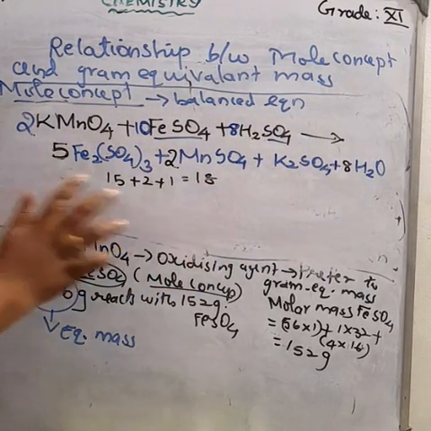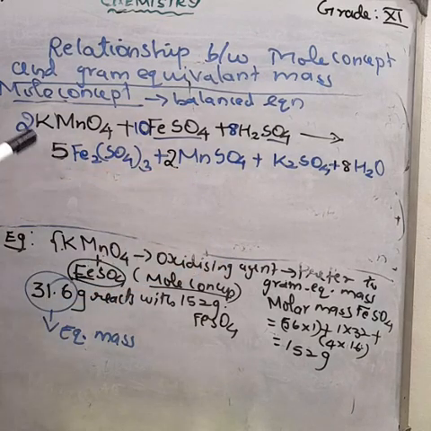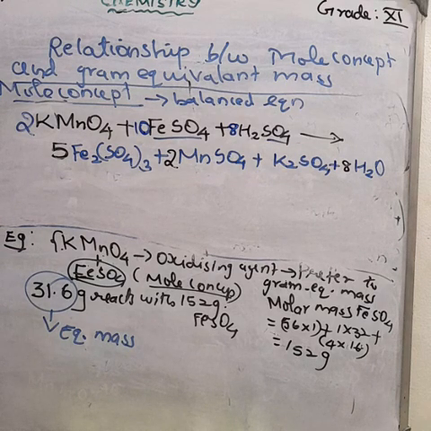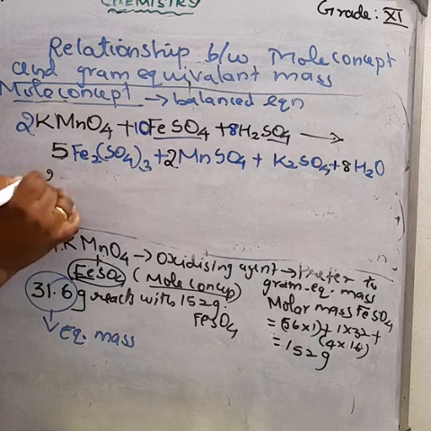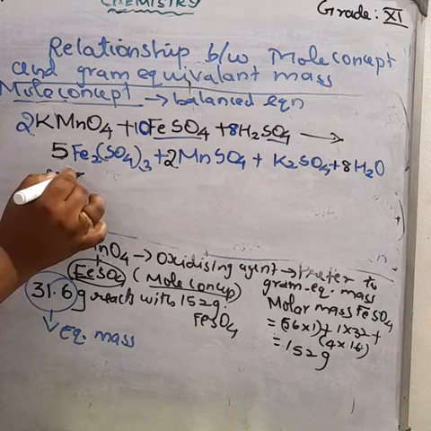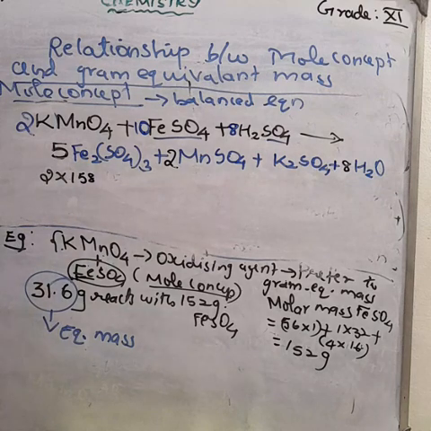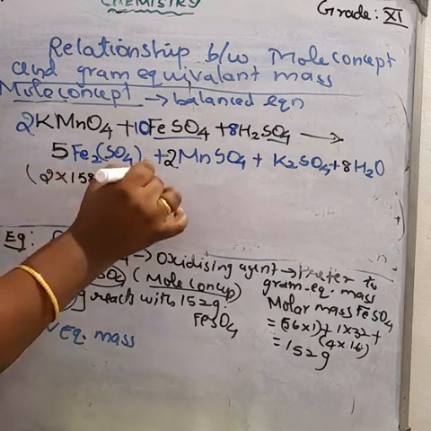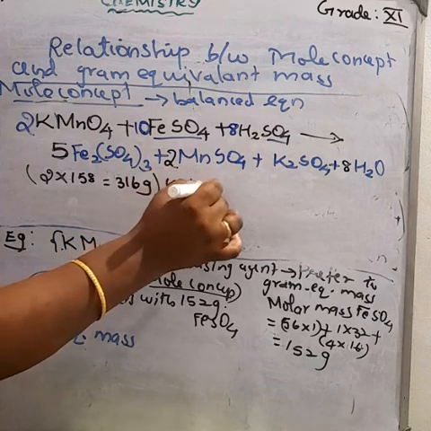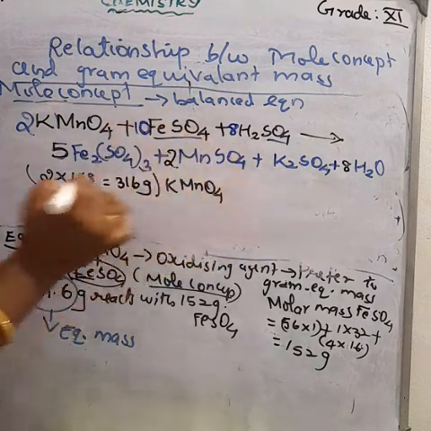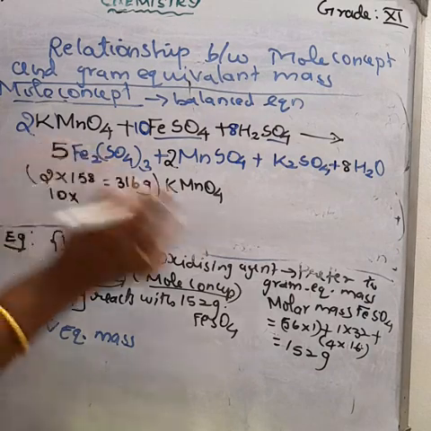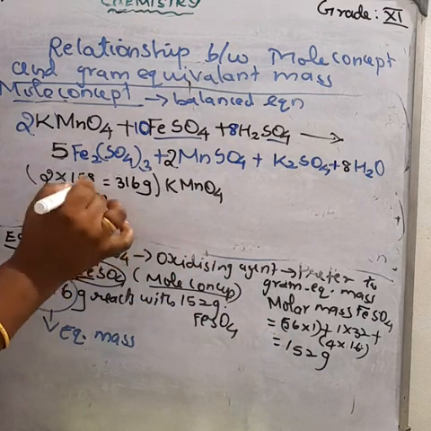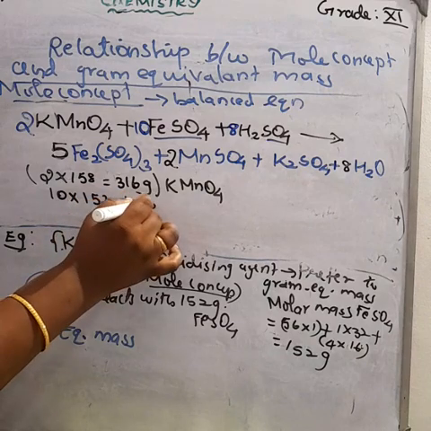Understood. So here we have 2 moles of potassium permanganate. The molecular mass of potassium permanganate we have already calculated, that is 158 gram, the molar mass. So 2 moles of potassium permanganate is 2 into 158, which is 316 gram. 316 gram of potassium permanganate reacts with 10 moles of ferrous sulfate. 10 moles of ferrous sulfate means 10 into the molar mass of ferrous sulfate, 152, which is 1520 gram of ferrous sulfate.